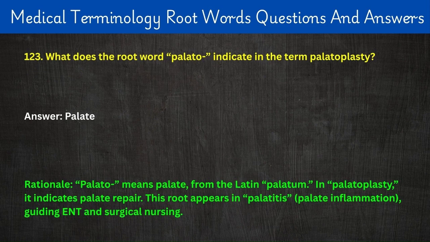123. What does the root word palato- indicate in the term palatoplasty? Answer: palate. Rationale: Palato- means palate, from the Latin palatum. In palatoplasty, it indicates palate repair. This root appears in palatitis, palate inflammation, guiding ENT and surgical nursing.